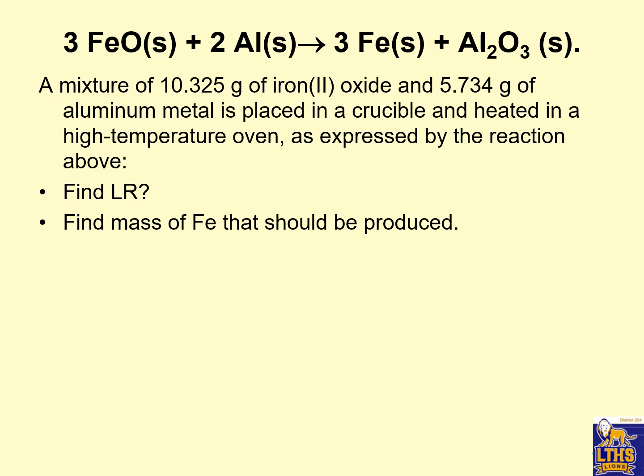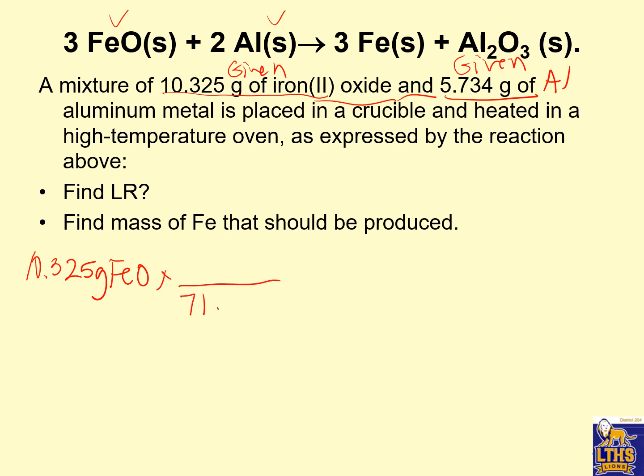All right, so we have iron oxide and aluminum given. So look, we're given 2 reactants, this and this. So we know it's a limiting reactant problem. So you pick one. All right, I'm going to pick 10.325 grams of FeO. I'm going to change that into aluminum. 71.85 grams FeO. How do I know? Because it's the periodic table, and that's for 1 mole of FeO.